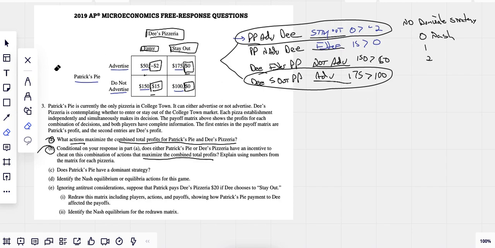All right, back to normal. We can see here, it just says, does Patrick Pie have a dominant strategy? We can see that Patrick will not advertise when D enters and will advertise when D stays out. So there's no dominant strategy.